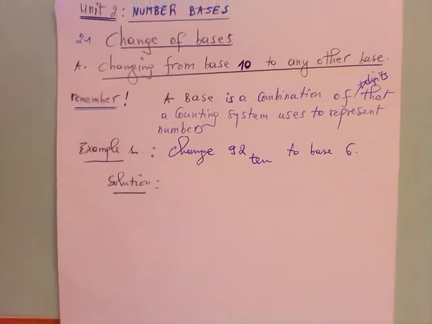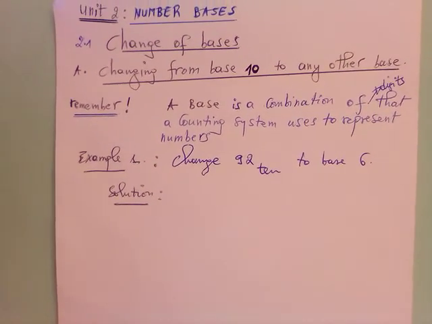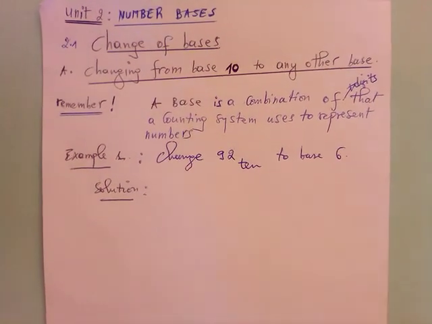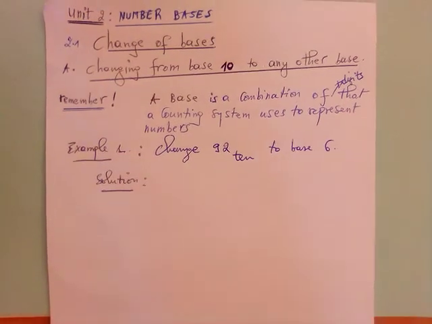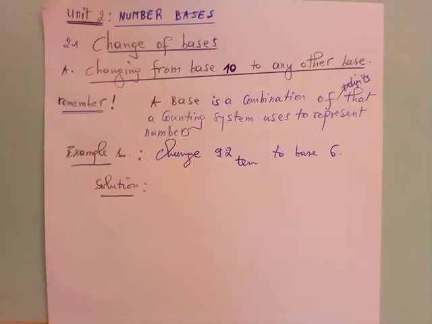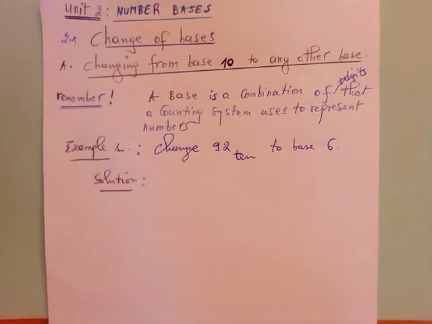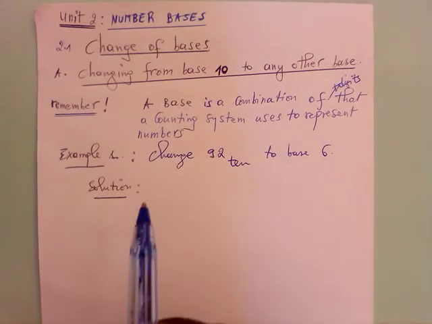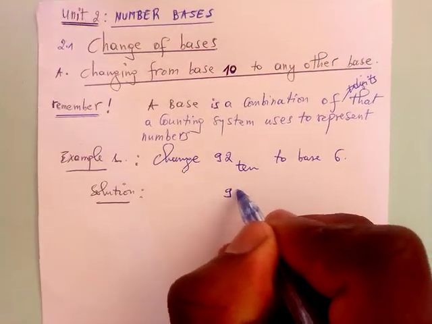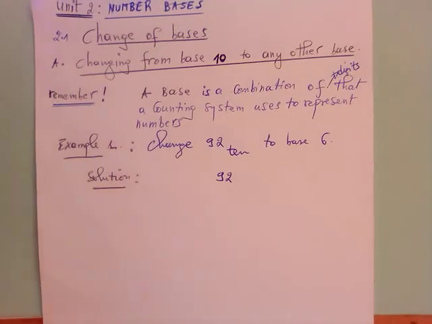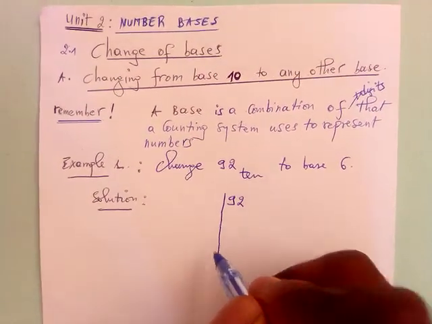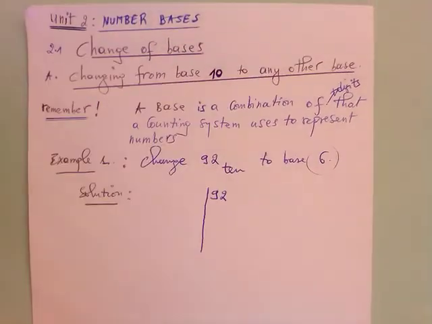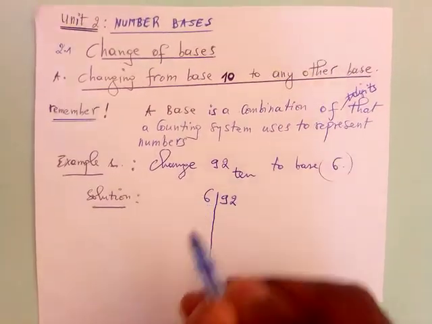What I can tell you here is that if we are changing from base 10 to any other base, please keep in mind that we are dealing with division. We are dividing. This implies that with our example we have 92, which we will divide by the base in which we want to change our number. We will divide by 6.